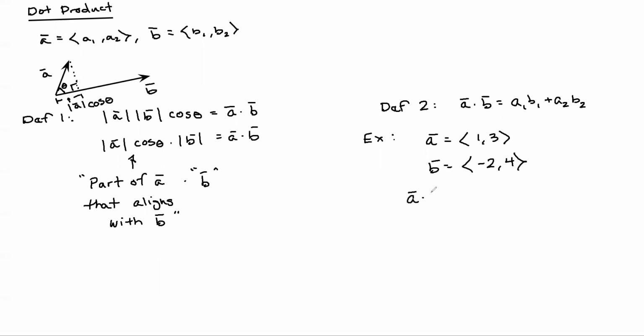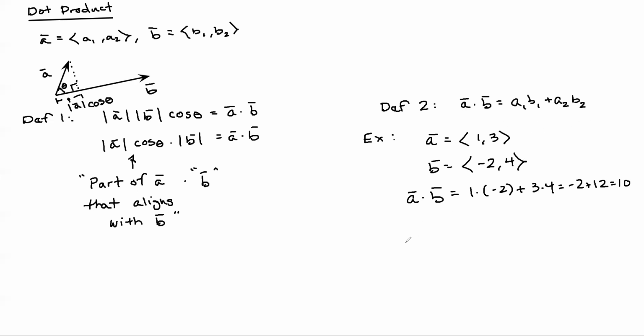Then A dot B is going to equal, so what it says is we're going to follow the formula here. It says to go through and take A1 times B1 and then add A2 times B2. So we're going to take A1 times B1, so that's going to be 1 times -2 plus 3 times 4. So we get -2 plus 12, which equals 10. Okay, so that's how you go through and calculate the dot product using this formula.